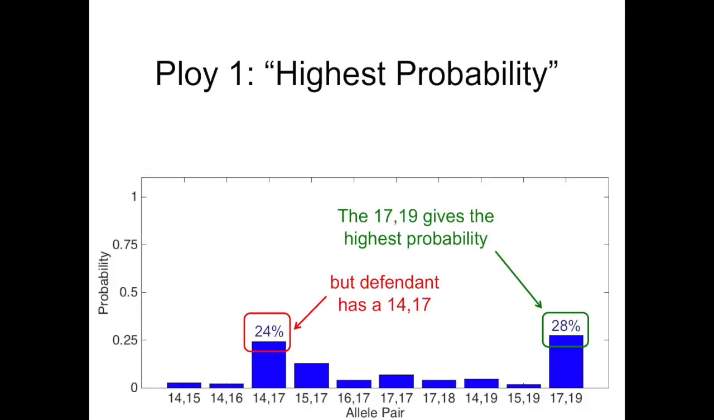Ploy number 1, the highest probability. The 17-19 allele pair, all the way on the right, has the highest probability at 28%, but the defendant's 14-17 allele pair is less, at only 24%. If the defendant's allele pair doesn't have the highest probability, the ploy goes, it must be the wrong person. But that isn't how probability works. The probability of snow in Seattle may be low, but it happens sometimes. So how do we understand this ploy?